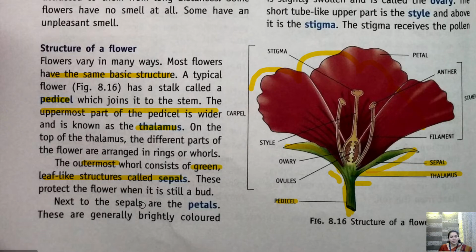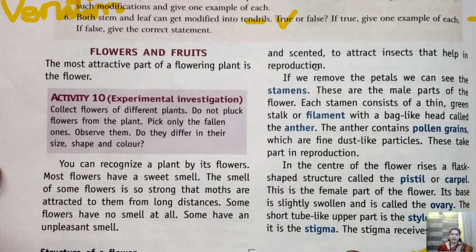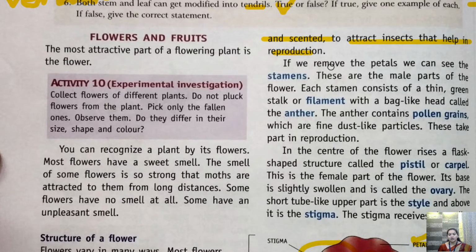Now next to the sepal are petals. Petals क्या है? ये जो colorful पंखुड़ी आप देखते हो flower की, that is called petals. They are called, children, petals. These are generally brightly colored and scented. Scented मतलब उसमें smell होती है. Scented क्यों होता है? To attract the insects that will help in reproduction. So we'll talk about this also. Okay. Now, so we have seen.